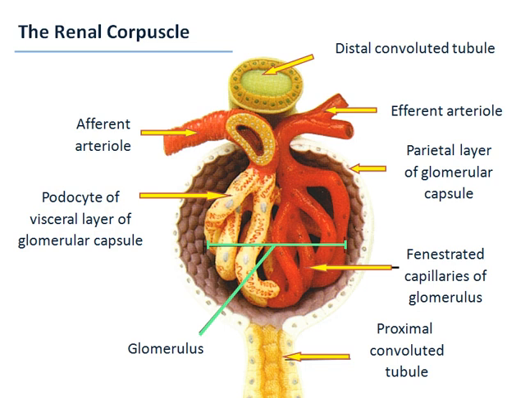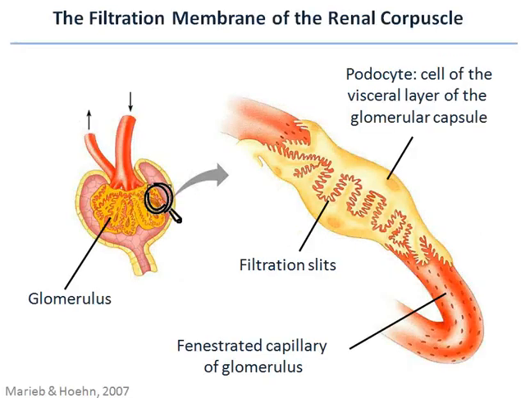The other structure to notice here is the proximal convoluted tubule. Urine will be directed down here for further processing. This slide here emphasizes the structures that help form the filtration membrane. So here we have the glomerulus inside the renal corpuscle with the capsule on top of it. We'll magnify that and have a look at some of the key structures.